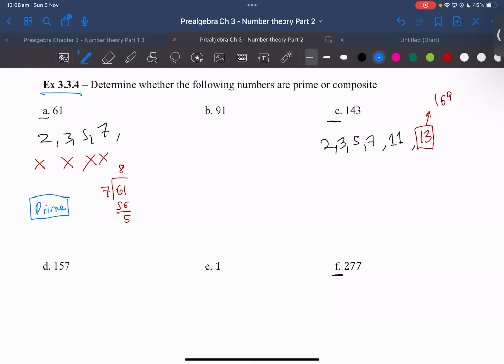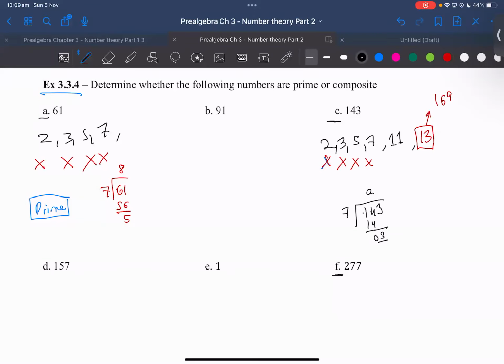We test 143. Is it divisible by 2? No. Is it divisible by 3? No, right? The digit sum is 8. 8 divided by 3 has a remainder of 2, so no. What about 5? No, the last digit is not 5 or 0. What about 7? No, right? I think the remainder is 3. 14 goes into 7 twice exactly, so 0, then 3 is the remainder. So 7 doesn't work either.